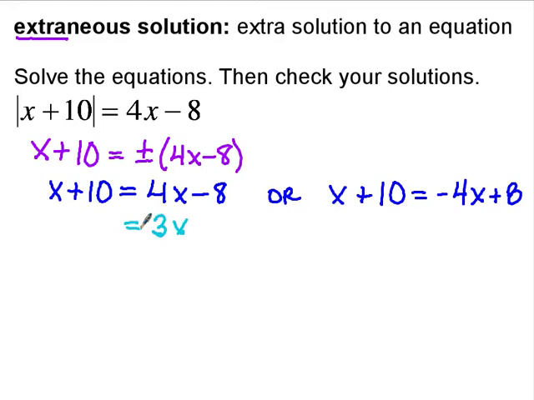4x minus x. So I'm going to move the 8 over, what do you get? 18. Okay? So what do you get x to equal there? 6. Okay, we'll go back and check it shortly.